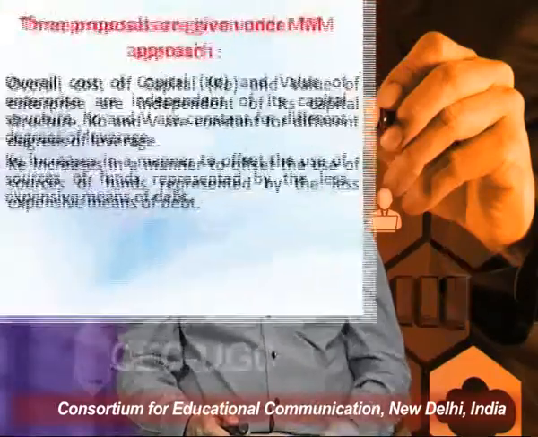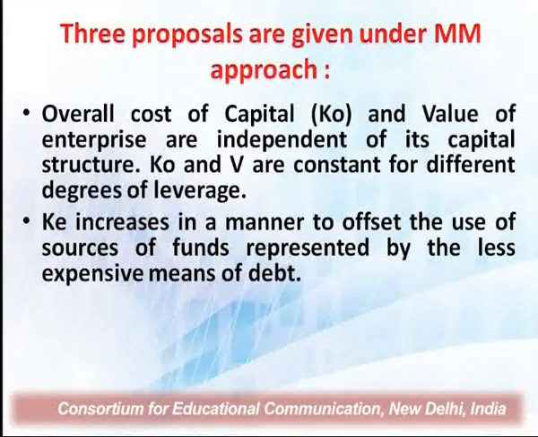the second proposal which came under the MM approach is that cost of equity increases in a manner to offset the use of sources of funds represented by the less expensive means of debt. Which means that they were saying that whatever benefit you are creating, suppose for example your overall cost of capital is 12%, and with the inclusion of debt you have tried to reduce your overall cost of capital by 2%, whatever benefit you have created by the inclusion of debt into your capital structure is going to be eliminated by the increased expectation of equity shareholders.